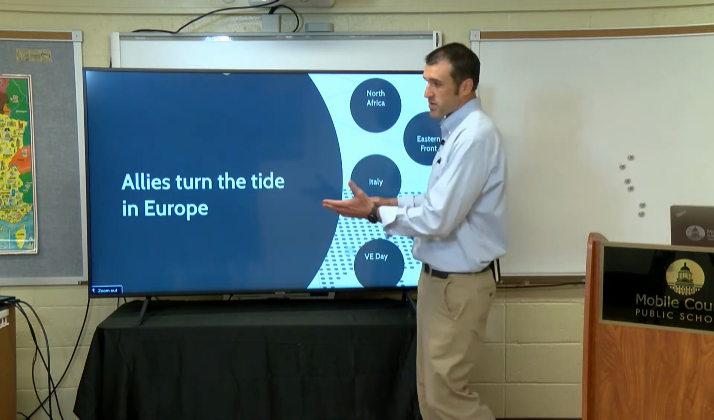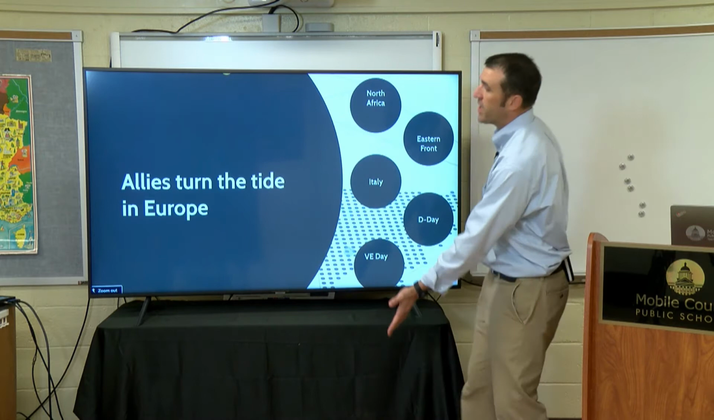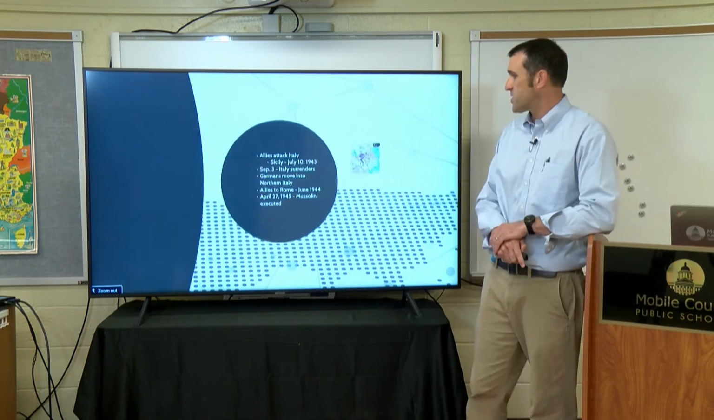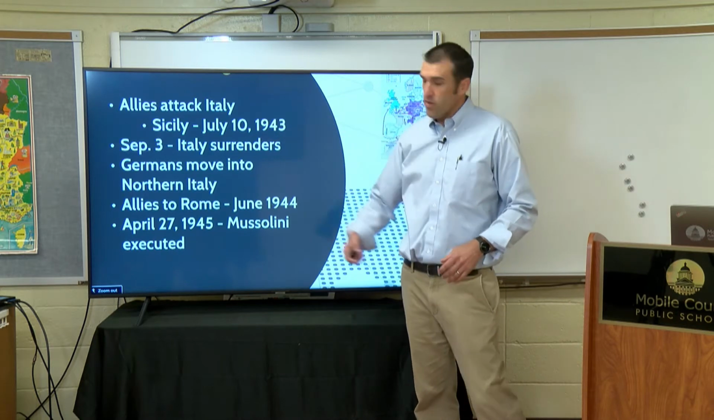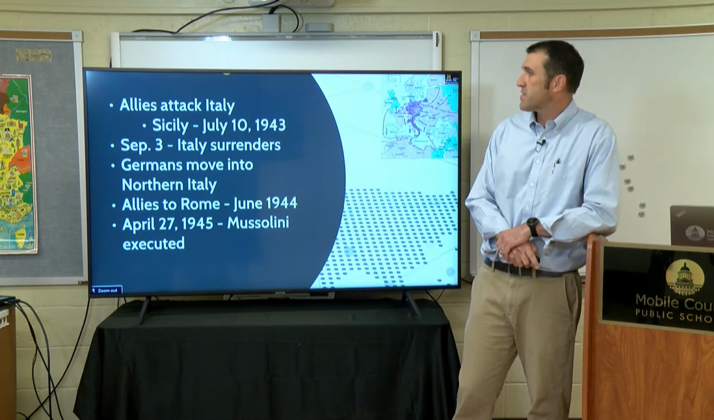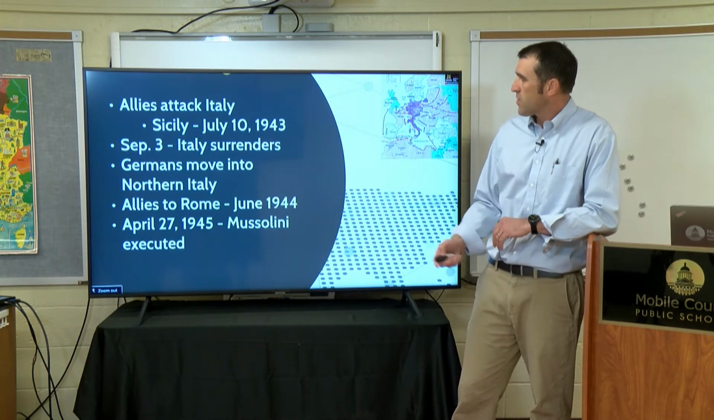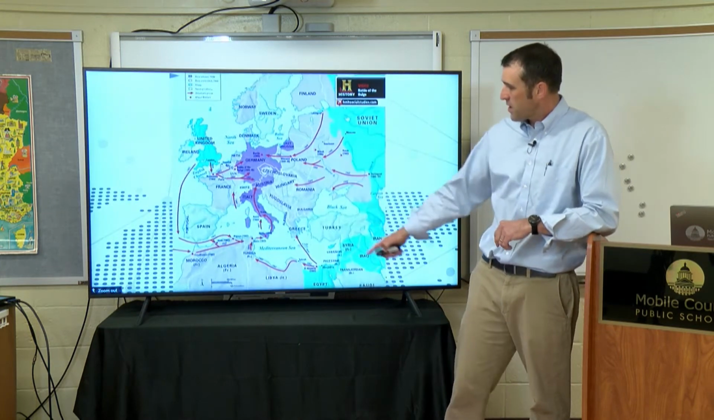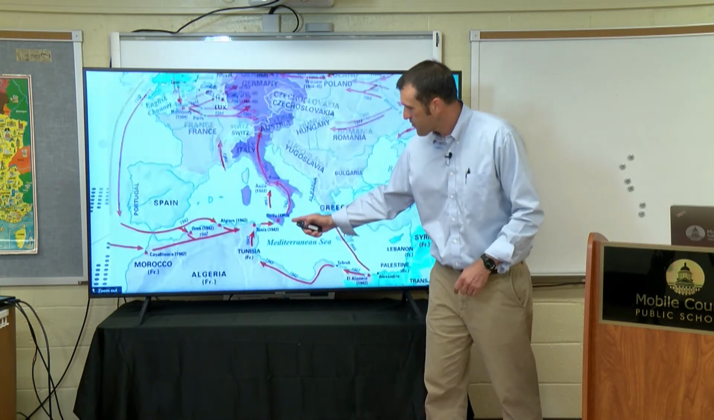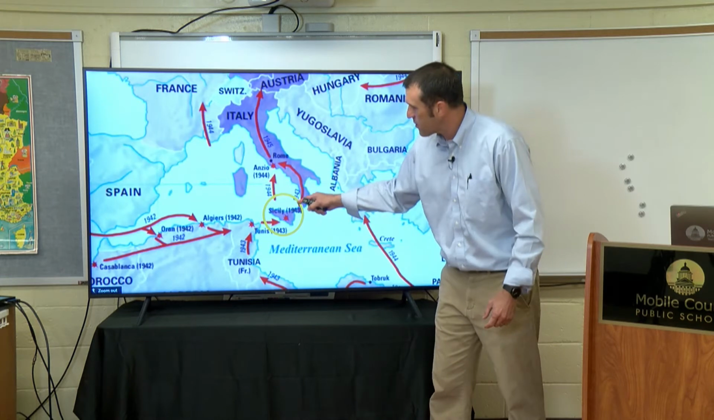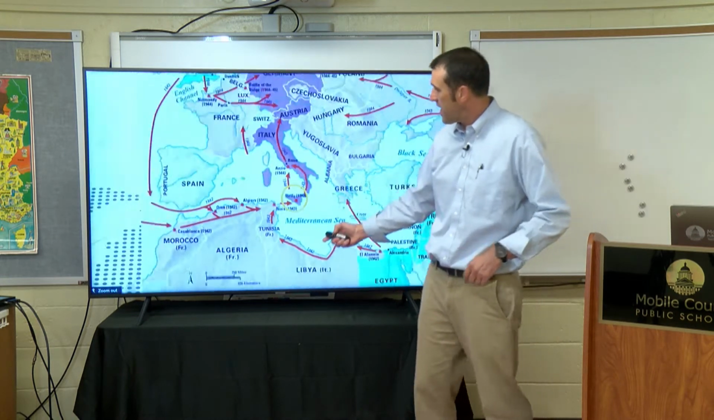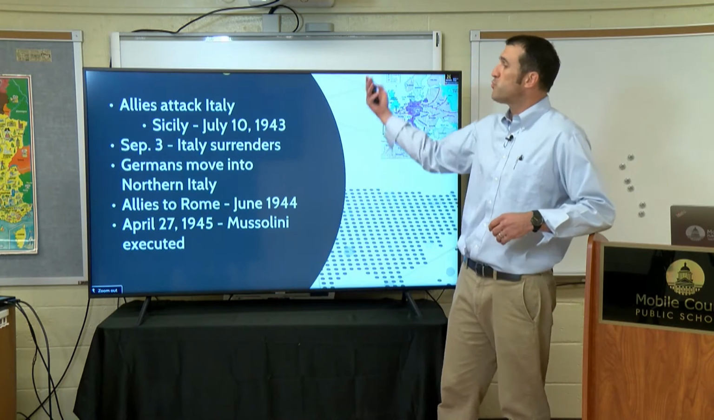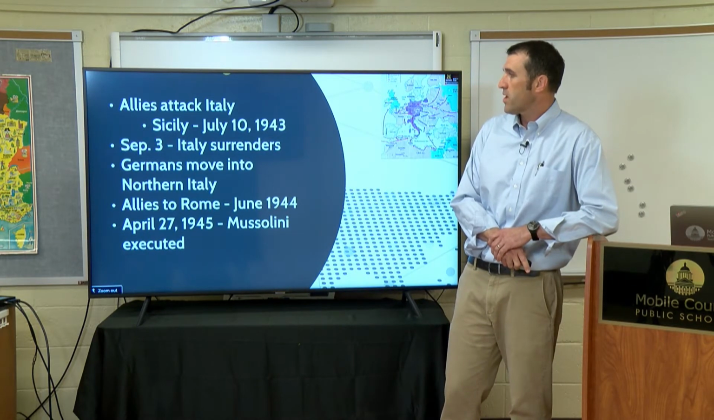So now we got North Africa. We got the Eastern Front. Now they begin to turn their attention up to the underbelly or to Italy. And the Allied forces launched an attack on Sicily, July 10th, 1943. So they had taken North Africa, and now this island off the mainland coast of Italy, they attacked in 1943 and then began to push further north.